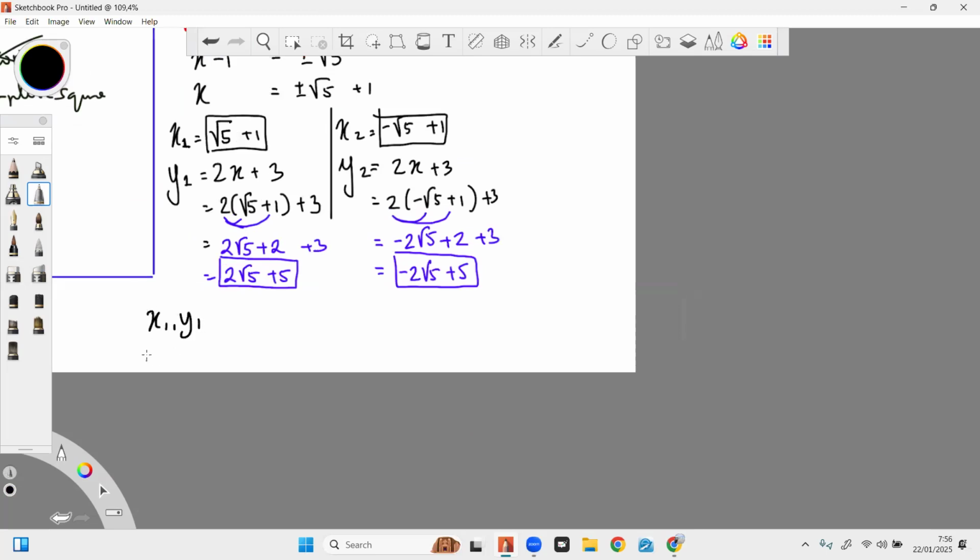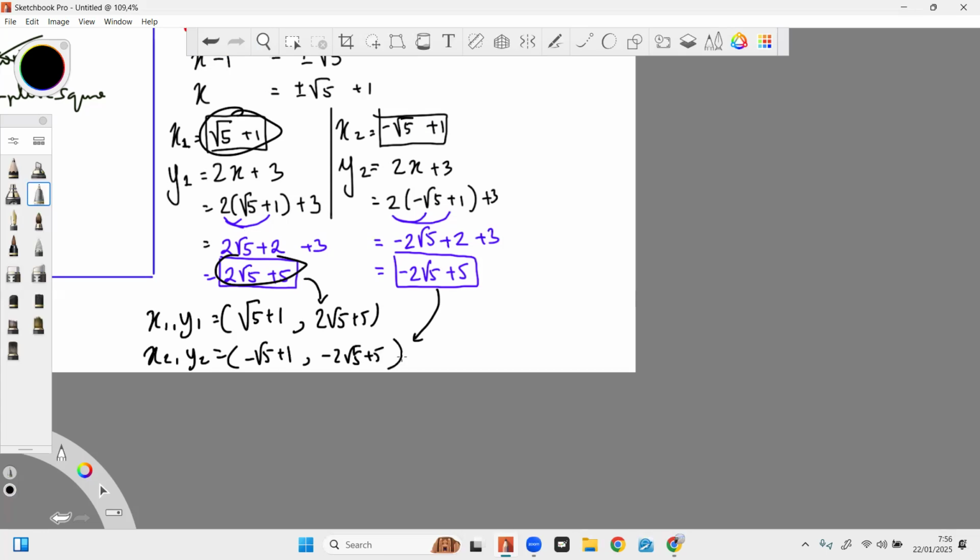x1, y1, x2, y2. x1, y1 is square root 5 plus 1, this, 2 square root 5 plus 5. You pick this and this. You just rewrite. And second, negative square root 5 plus 1, this, negative 2 square root 5 plus 5. That is the answer. In our answer key, it's just about the order. No worry about the order.